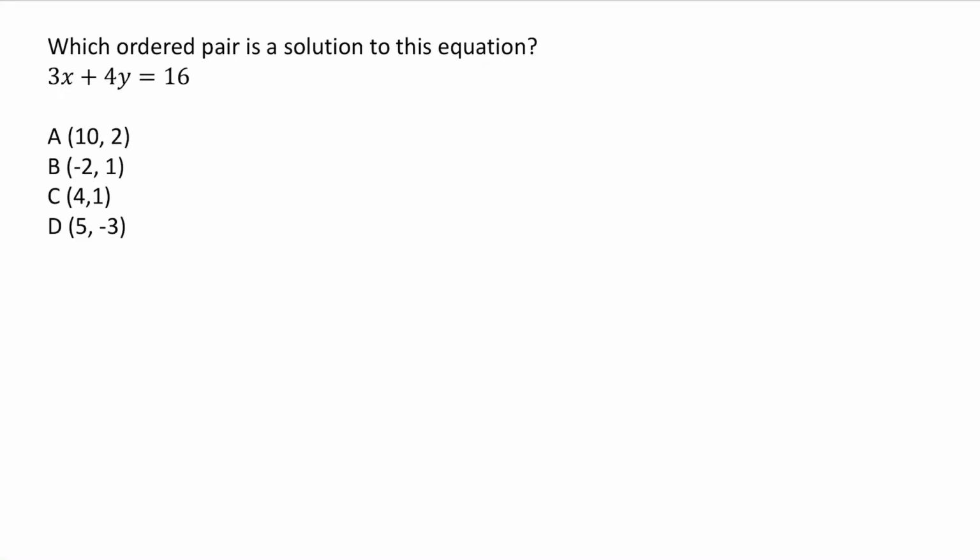In this video, I'm going to go over problems that are similar to what's on your 3.02 quiz. So this problem says, which ordered pair is the solution to this equation? Remember that if an ordered pair is a solution, it's going to make the equation true when you plug in for x and y. Remember that an ordered pair is an x and a y value. So let's try out these points and see which ones make this equation true.